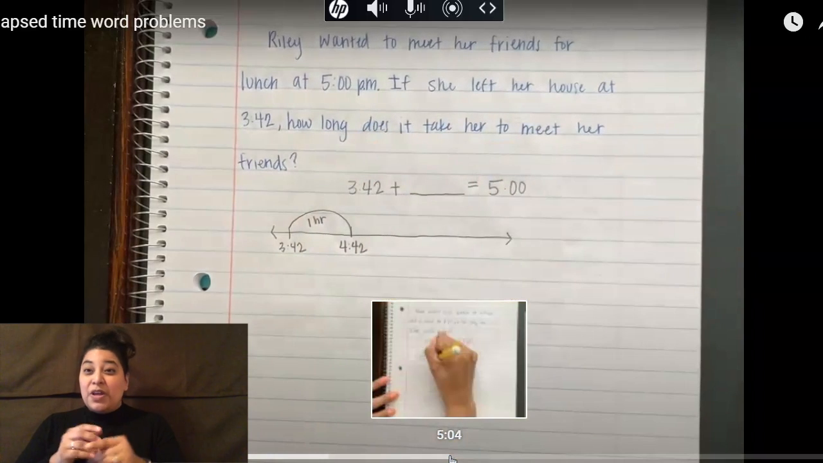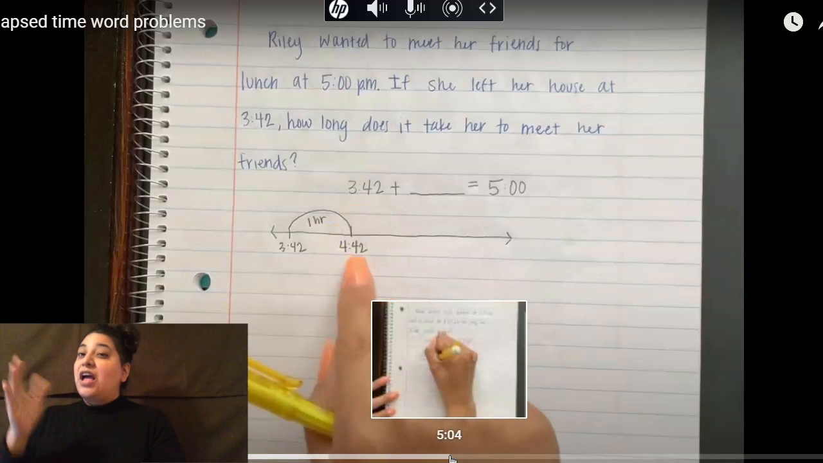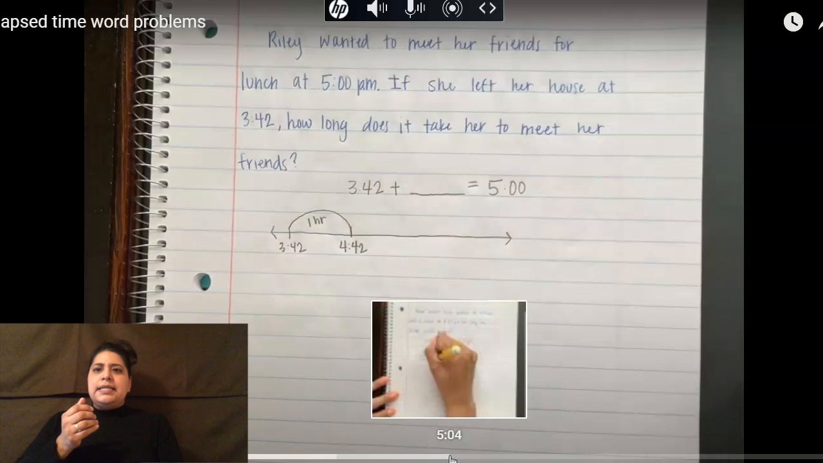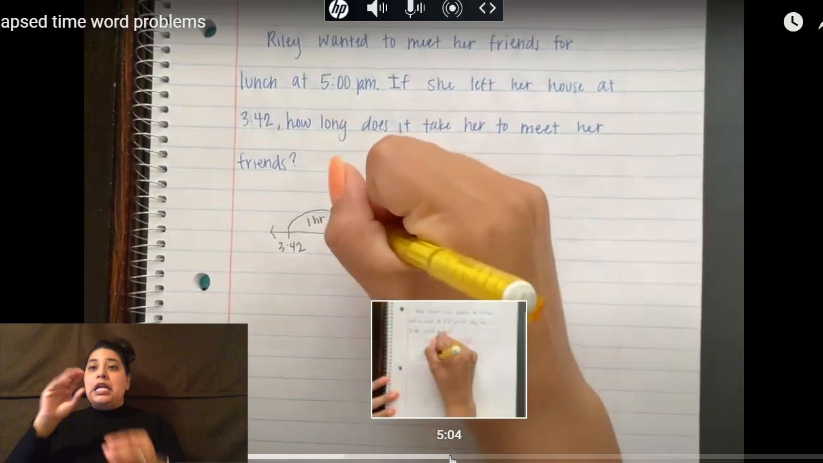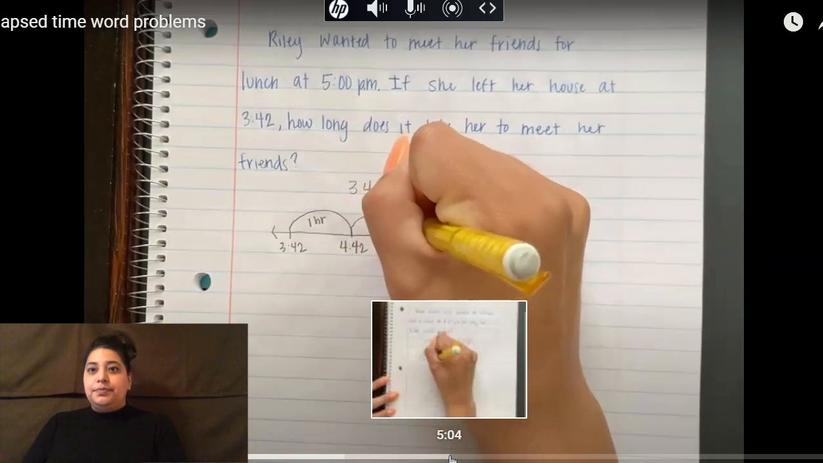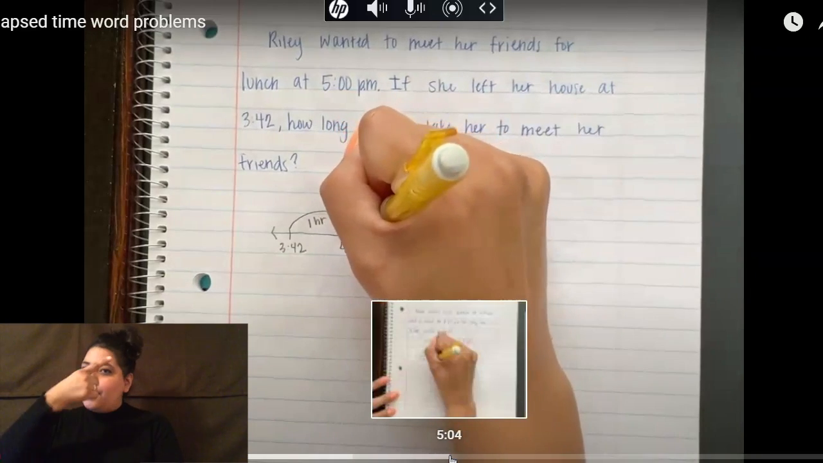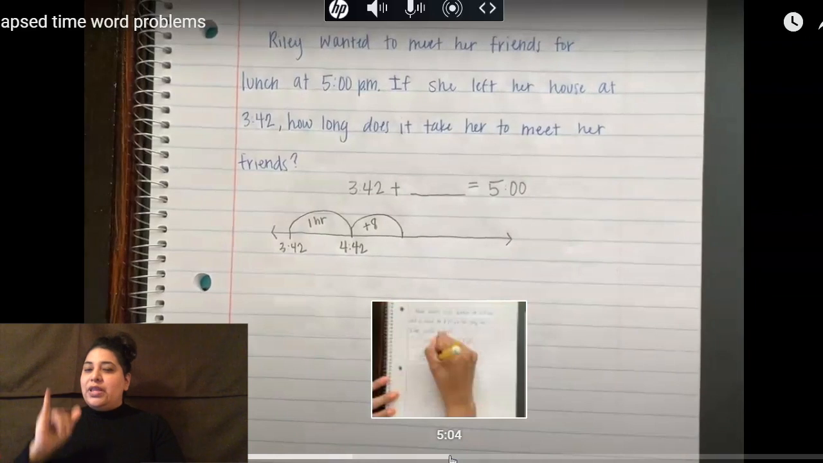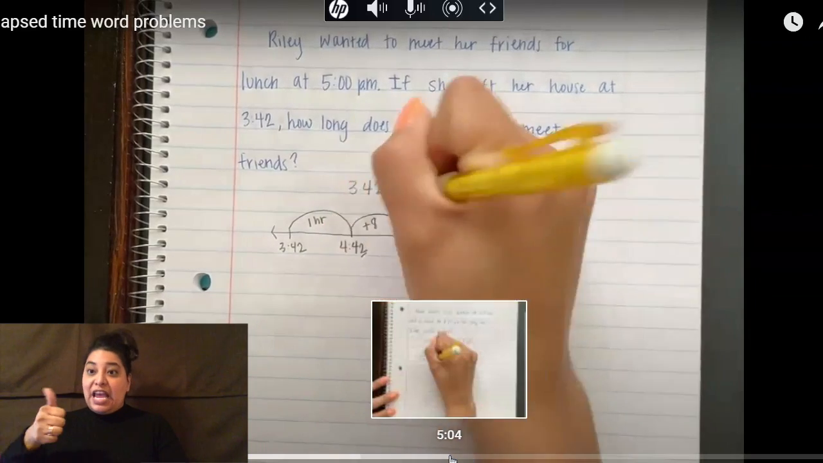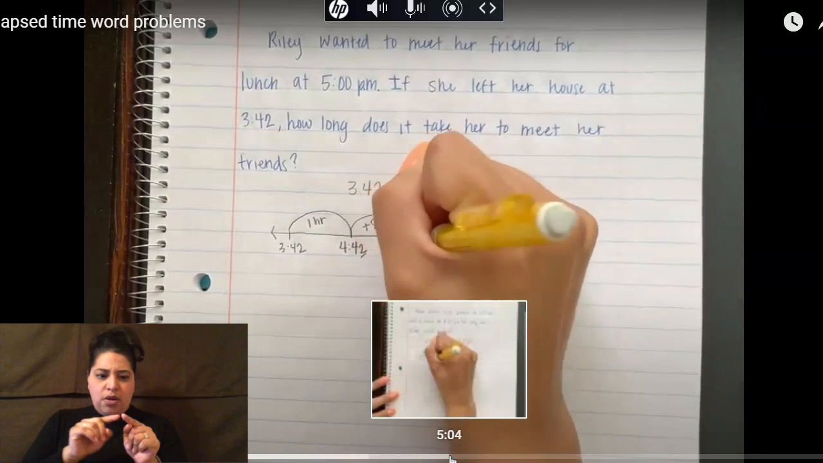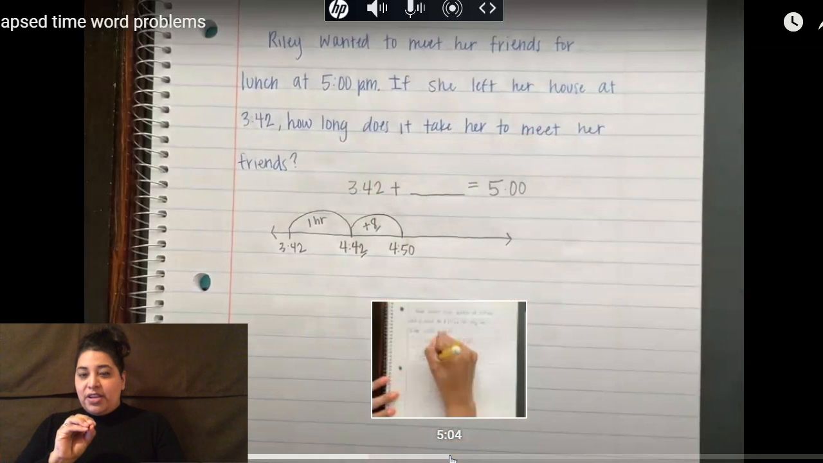4:42. Okay, I'm getting pretty close because I know that 4:42 is close to 5 o'clock. So let's make it a great number and let's add 8. The reason why I'm adding 8 minutes is because 8 and 2 are friends of 10. So this 2 and this 8 right here are friends of 10, and that's going to give me 50. So now I am at 4:50.